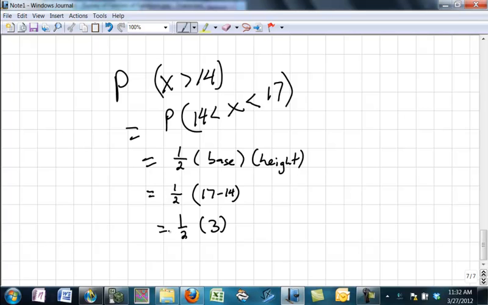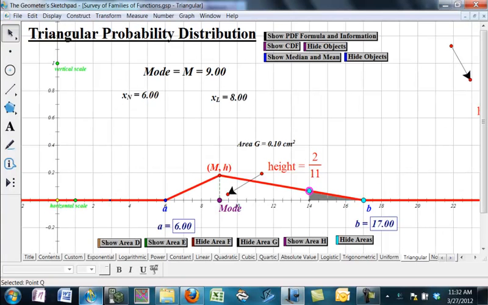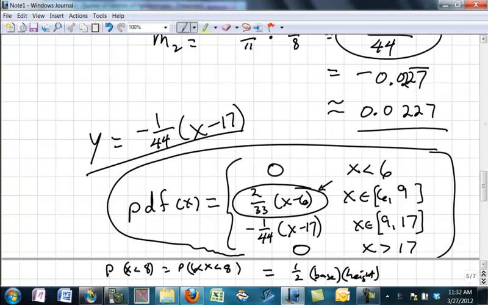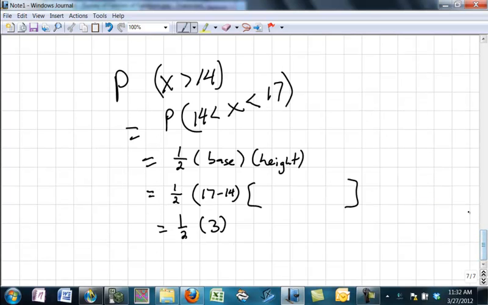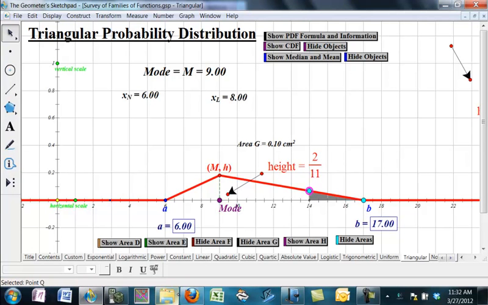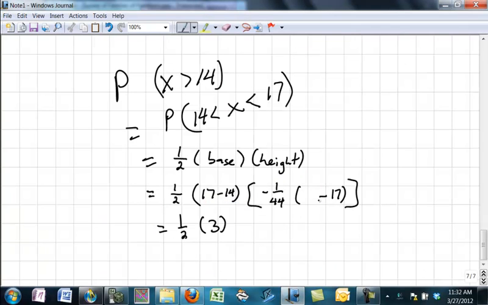Our height is going to be the height right here at 14. Now we need the formula that goes with this piece. Somewhere I have that up here: negative 1 over 44 times x minus 17. But x is, where are we? At 14. So that's negative 3, which cancels the other negative and makes a positive height. This one will always be negative, and this will be negative, so they cancel each other out. So this is 9 over 88.